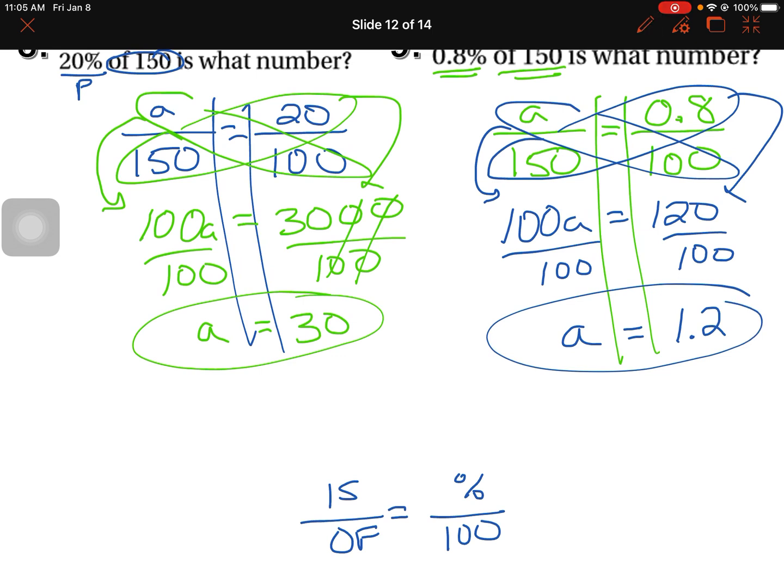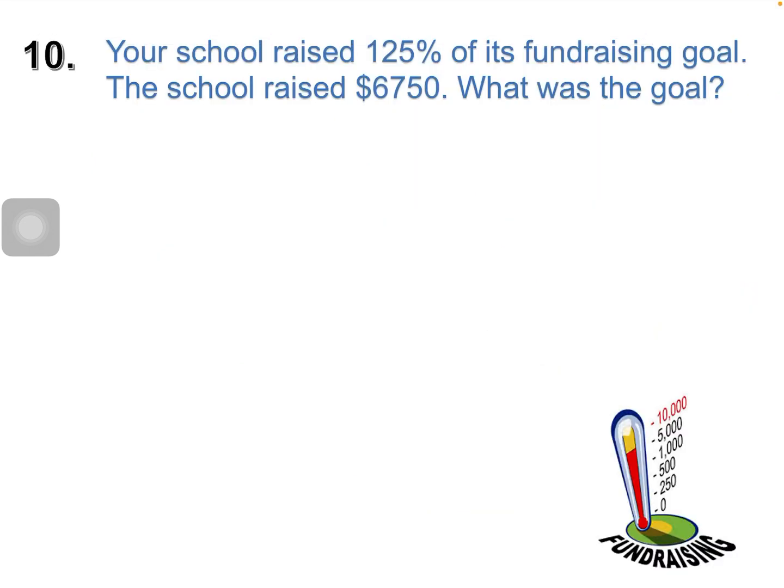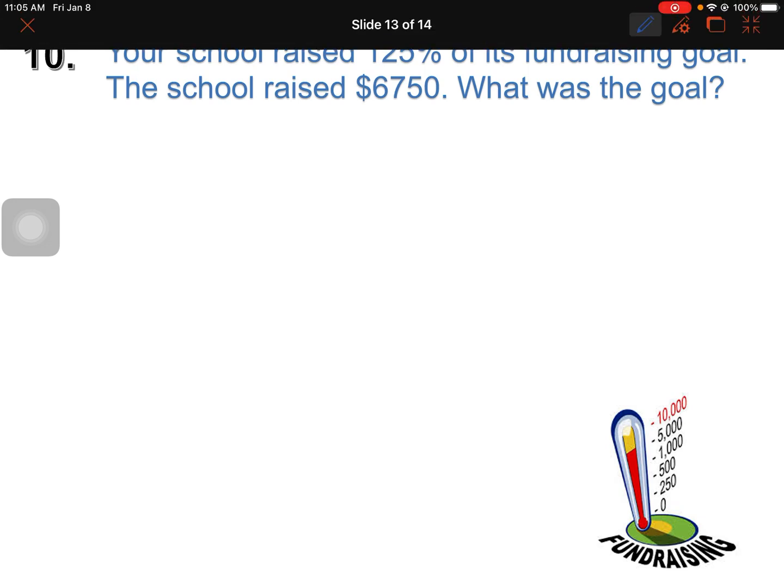All right, so this kind of concludes it. We did lots of examples, so once you get the hang of it, it's actually rather easy. So I want to remind you, I apparently forgot that we had one other question, sorry. So this one, it says your school raised 125% of its fundraising goal. The school raised $6,750. What was the goal?